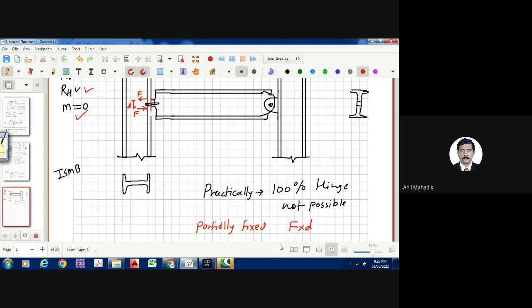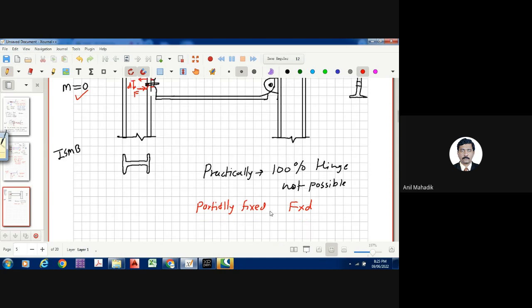समझ में आ रहा है कुछ? Yes, sir. But whenever I do the analysis, I assume it as a hinge support. I do the design as a hinge and I do the detailing like this.